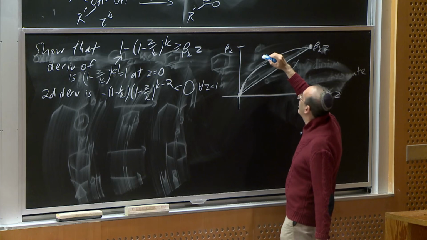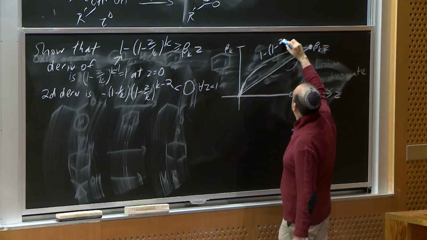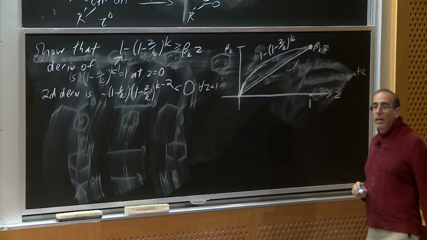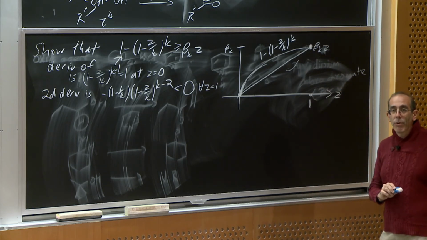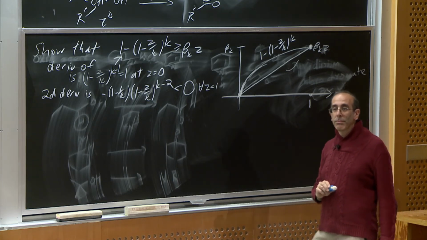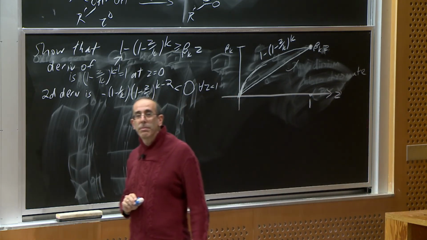Okay, and so this is the shape of 1 minus z over k to the k, and you can see in the picture it is always above the line. So that completes the proof. Any questions?